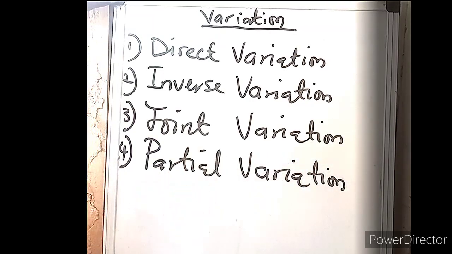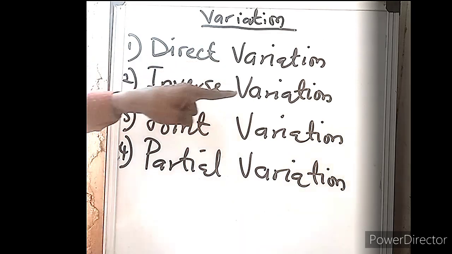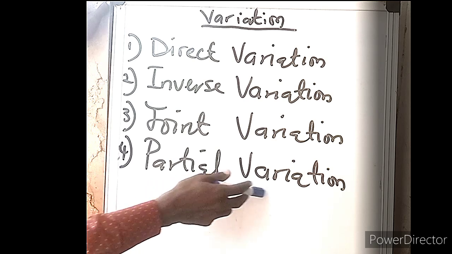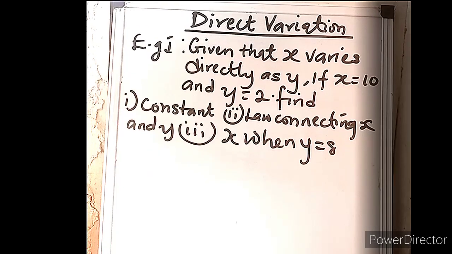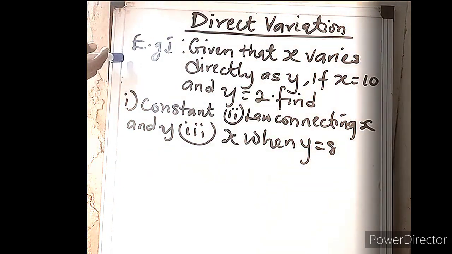So we said that variation is the comparison between two or more variables. Now we said with respect to a constant, we have four types: direct variation, inverse variation, joint variation, and partial variation. Quickly, we're going to be looking at direct variation. That is the first one we'll be looking at today. Okay, friends, let's look at direct variation.